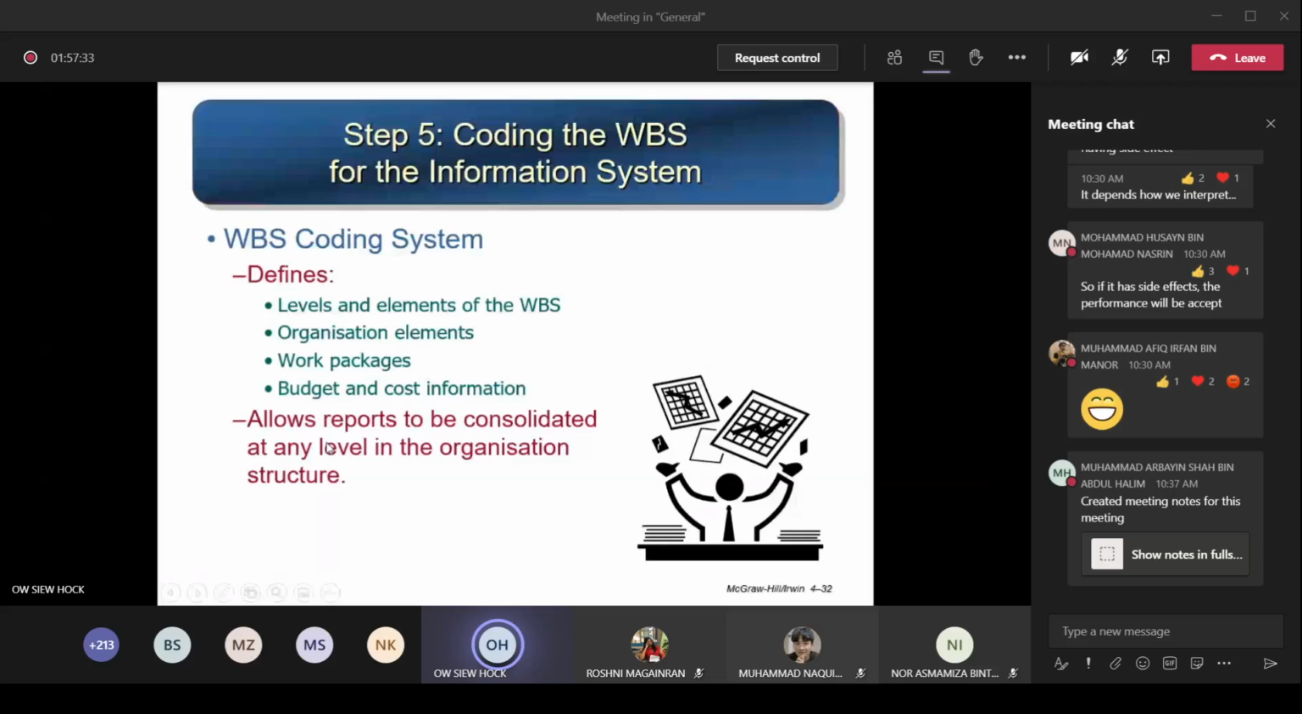Okay, and this allows reports to be consolidated at any level in the organization structure. At any of these WBS levels, you can sum up the total. Then you can tell, okay, at this level it costs this much, at the lowest level it costs that much. Within one work package, not necessarily is the lowest level only one work package. It can be more than one work package. So you can sum up at any level and tell top management that this level is going to cost how much money. You have to allocate money at this level. When you come to this work breakdown level, you have to give me how much money for me to carry out the task.